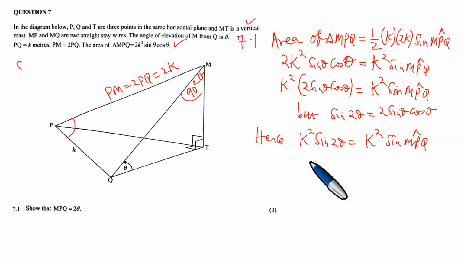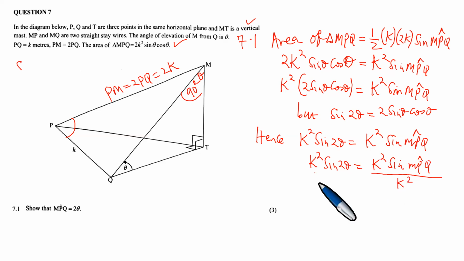Okay, so we divide here, so it's k squared. You have the sine of twice theta, which is k squared times the sine of MPQ. You divide by k squared, you divide by k squared. And then we're able to achieve that the sine of 2 theta is equal to the sine of MPQ.